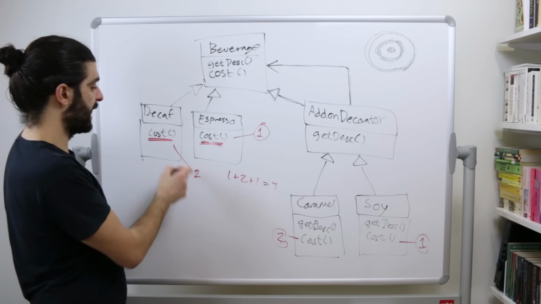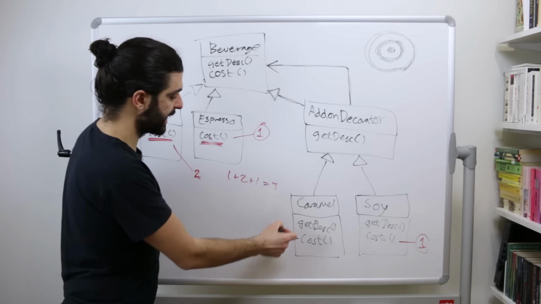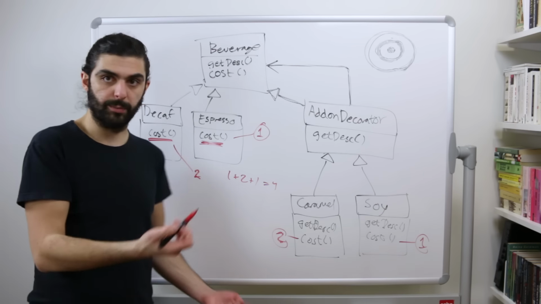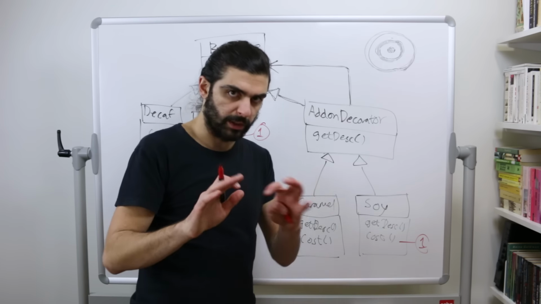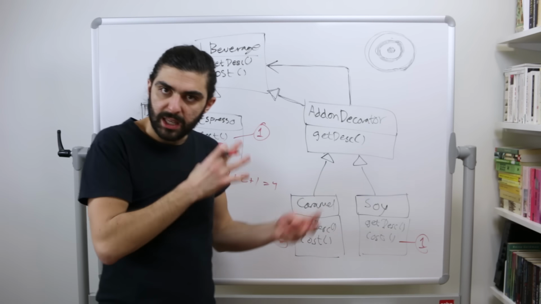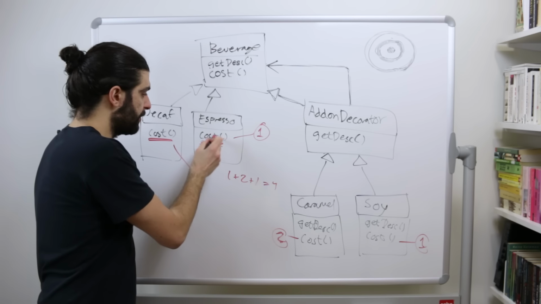And in the same way for all of the different combinations. So if you get a decaf that has a baseline cost of 2, and then you only add caramel, then you add 2, and you also end up with a price of 4, and so forth. I think you can see how that works. But how do we actually implement that? What is the implementation of this method?